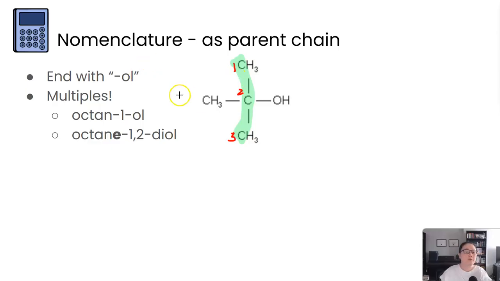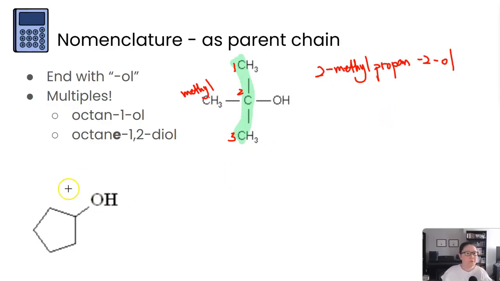We see that we have a methyl group here. Now we put the entire name together. In this particular case, we're going to start with our side chains. We have a 2-methyl. The parent chain has 3 carbons, so we're going to have a propanol. And because this OH group could have been on any one of those 3 carbons, we have to make sure we indicate that 2, in this case. And here you go.